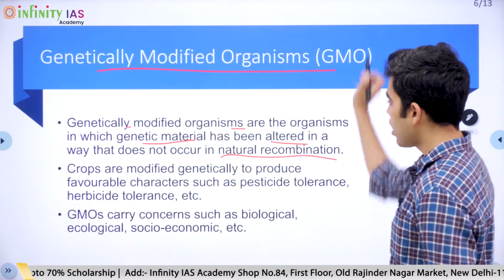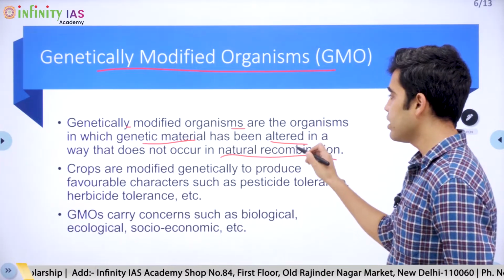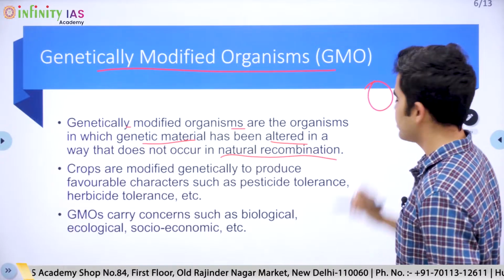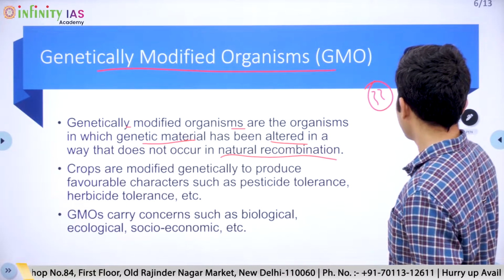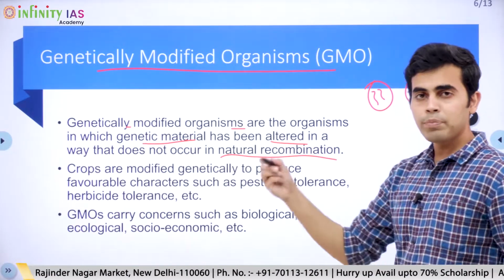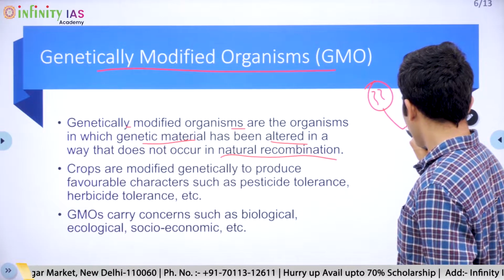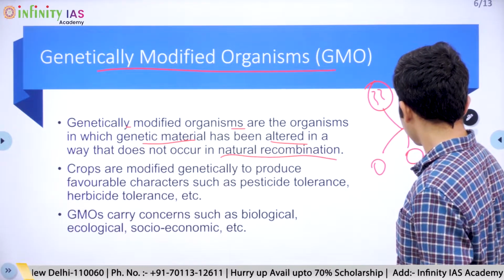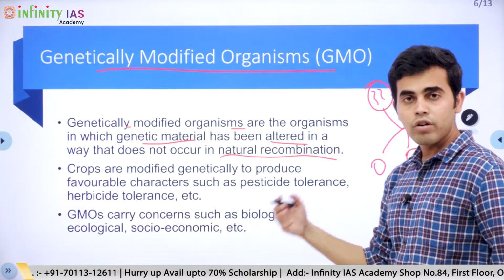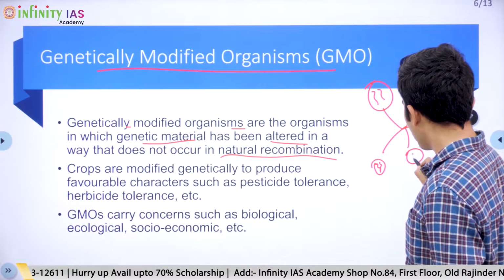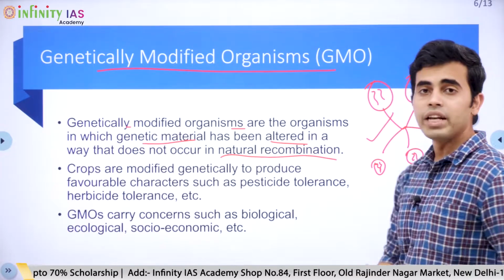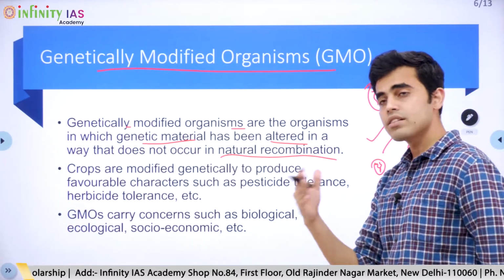We will first look at what genetic material is and how natural recombination happens. All organisms, all species, have certain genetic material inside them. When the parent organism reproduces, it gives rise to offspring. This genetic material recombines during reproduction to form a new combination of genetic material. So this is natural recombination. We will see how this happens in nature.